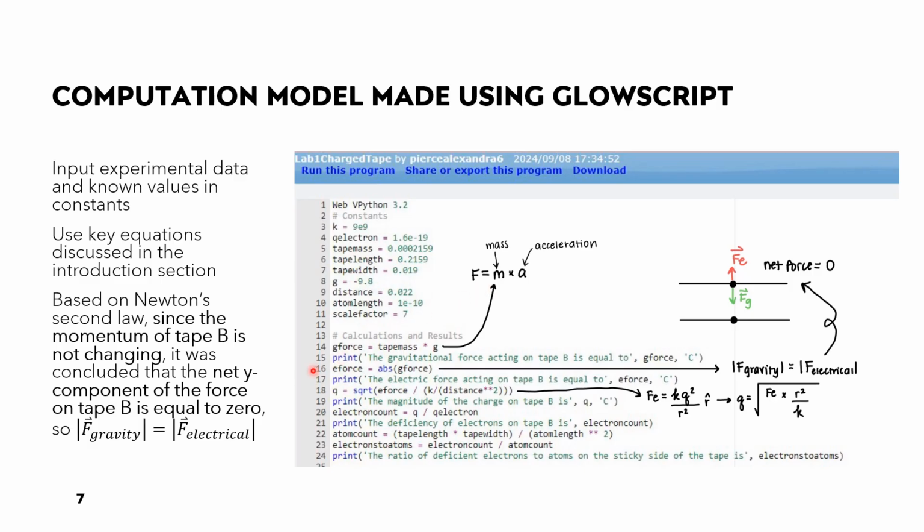Then I also used the principle that based off Newton's second law, since the momentum of tape B is not changing, it is concluded that the net y component of the force on tape B is equal to 0. So the magnitude of the gravitational force is equal to the magnitude of the electrical force. So I put that in my code to solve for the electrical force.